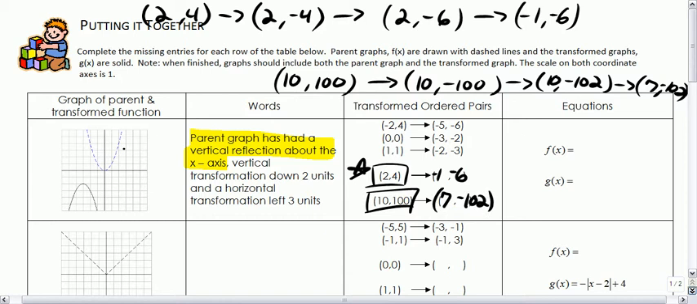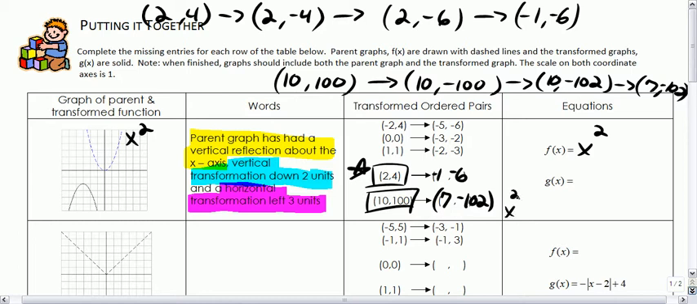The parent function over here, that's x squared, so I have f of x equals x squared. If I modify x squared and follow the 3 transformations, you've got the yellow, the blue, and then the purple. I start with x squared, then that turns into reflecting over the x-axis, so that's negative 1 times x squared. And then down 2, I'm going to subtract 2. Negative 1 x squared minus 2.